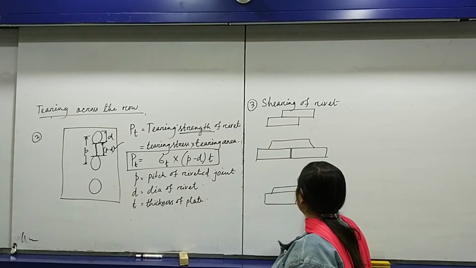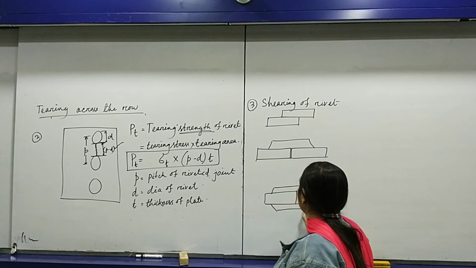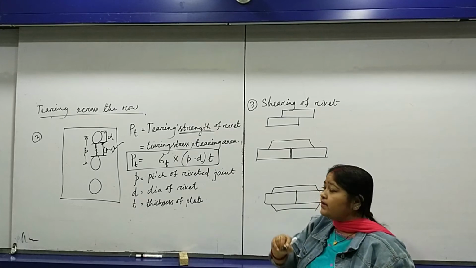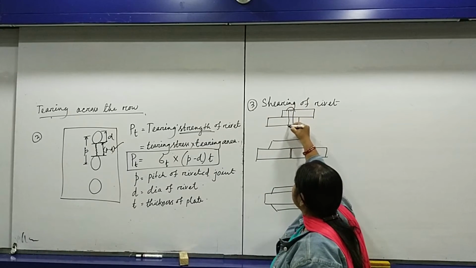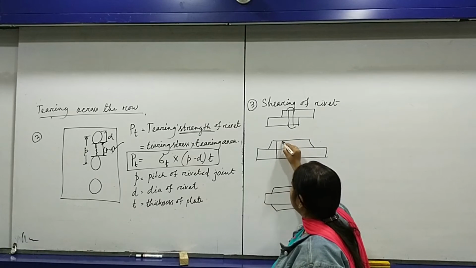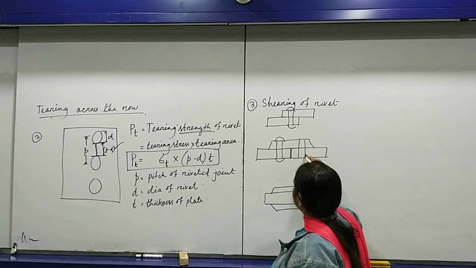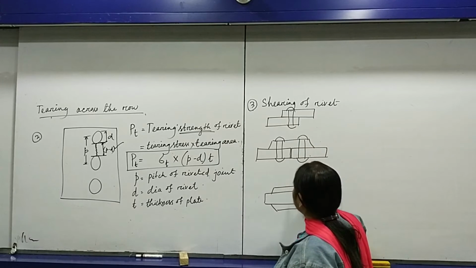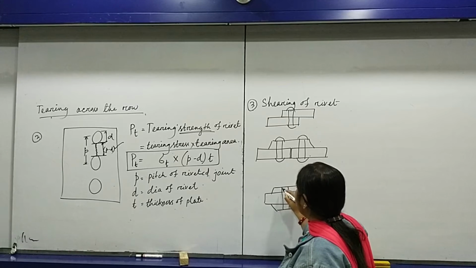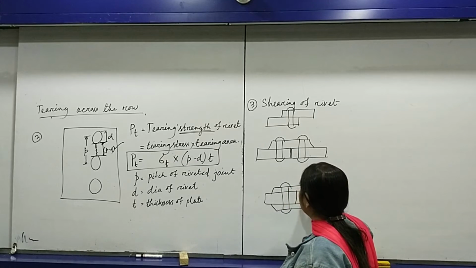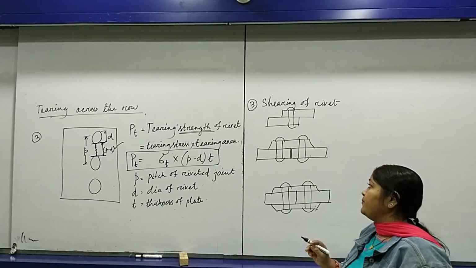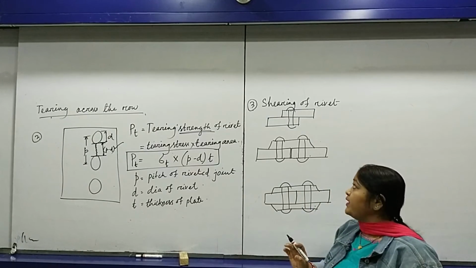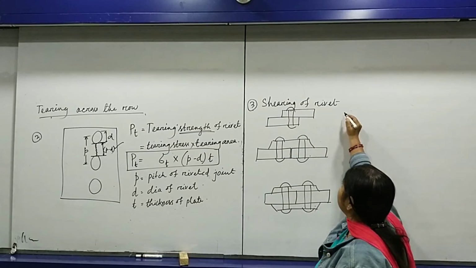Double strap butt joint. Right? Here is the lap joint, riveting occurs. Single strap butt joint, here riveting occurs. And in the double strap butt joint, here also riveting occurs. Right? Okay. Then we will calculate the shearing of the rivet.